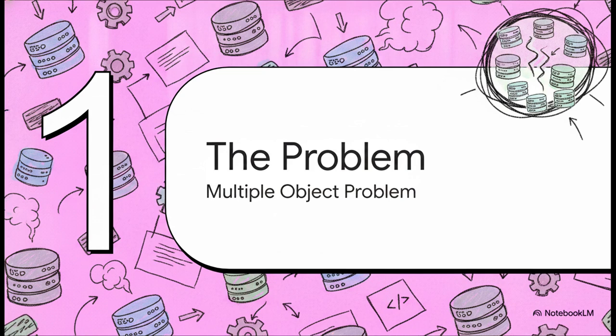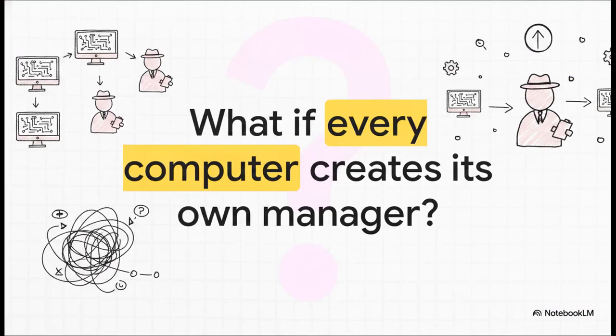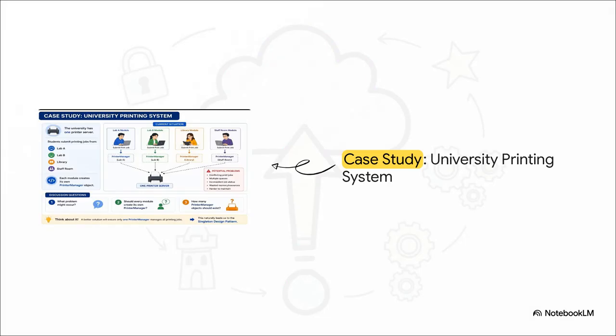The multiple object problem. Because honestly, to really appreciate the solution, we kind of need to feel the pain of the problem first. So, ask yourself this. What actually happens when every single computer decides to create its own totally independent printer manager? In object-oriented programming, we're taught to just spin up objects whenever we need to model something, right? But is more always better? Let's see what happens when every isolated piece of code decides it deserves its own dedicated manager for a single shared resource.